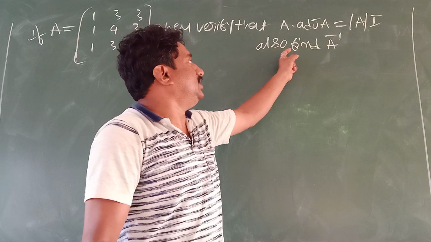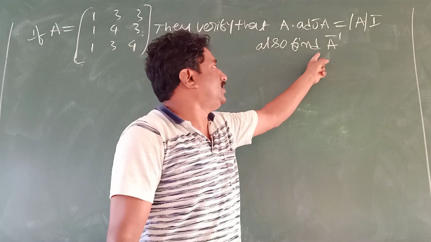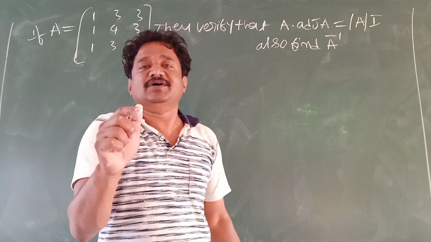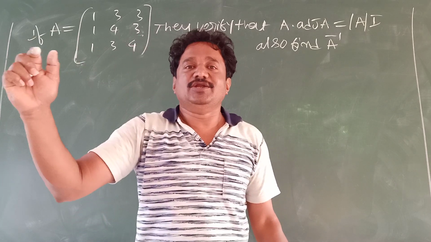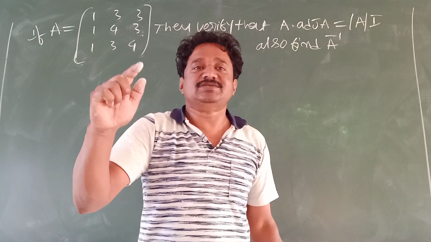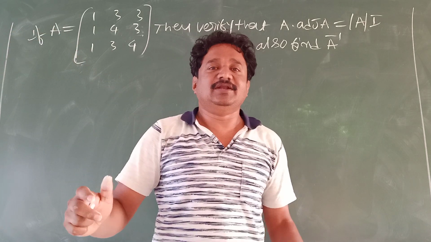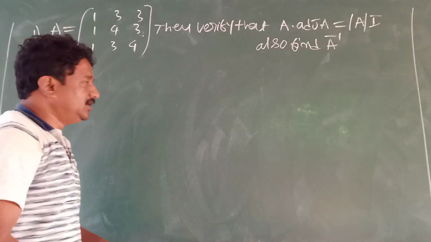In addition to that, here it is asked to find out A inverse. You know that formula very well, students. What is A inverse? Adjoint A divided by det A. Let us go for solving that.